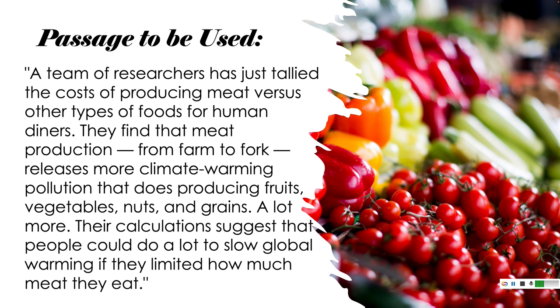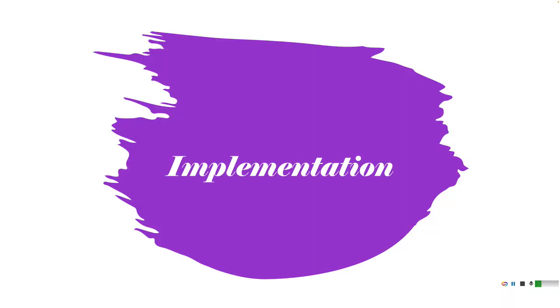A team of researchers has just tallied the cost of producing meat versus other types of foods for human dinners. They find that meat production from farm to fork releases more climate-warming pollution than does producing fruits, vegetables, nuts, and grains. A lot more. Their calculations suggest that people will do a lot to slow global warming if they limit how much meat they eat. Now, how can we implement the strategy?